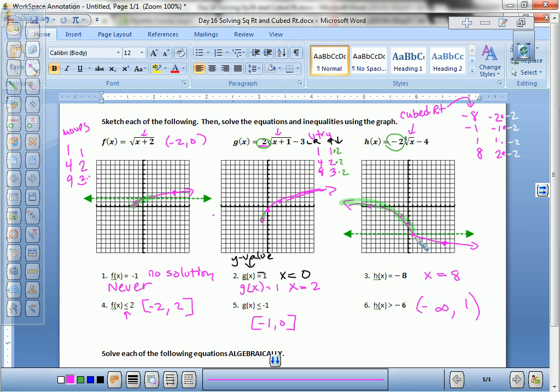Okay. So the graphing is not as critical as being able to solve it. So that's why we just have 3 graphing and then we have a slew of solving. So let's do solving now.